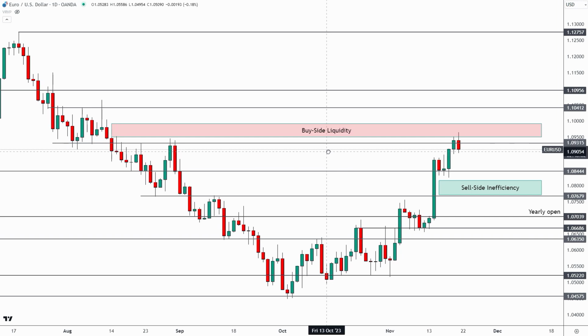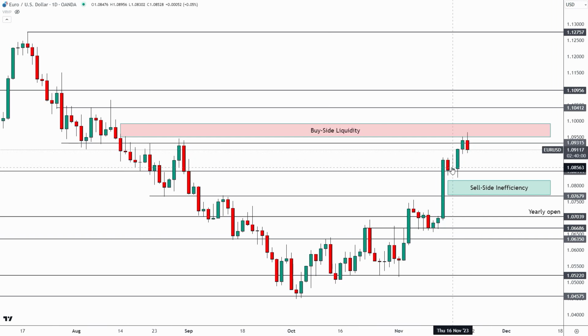All right, so looking at the Euro USD daily time frame, this is what we talked about yesterday, how we had an area of buy-side liquidity up here following these highs from late August. So you can clearly see how 109.30 has been a pivot for the Euro ever since August, and these highs right here created buy-side liquidity above that.